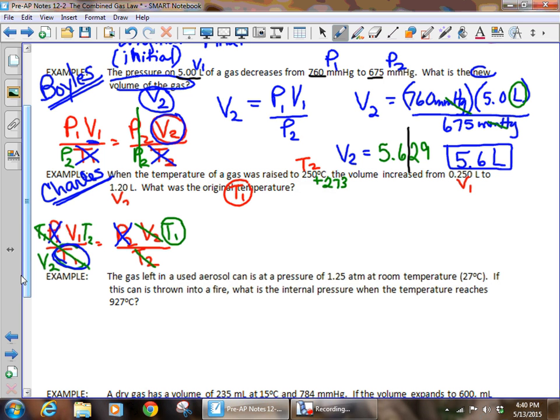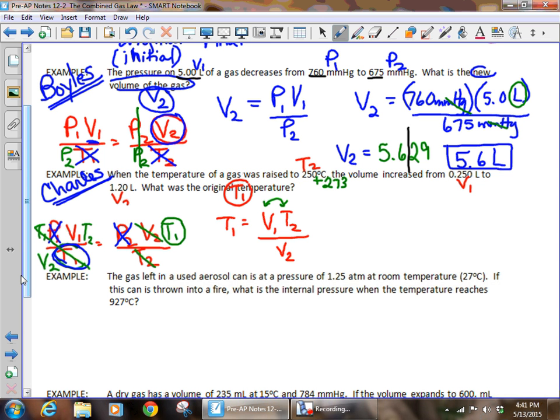We still divided both sides by V2 and multiplied both sides by T2, but it was just a little bit less writing to get in the way and cause confusion. So T1 ends up being V1 times T2 over V2. And it doesn't matter which side the T and the V are on, as long as they're both on top.